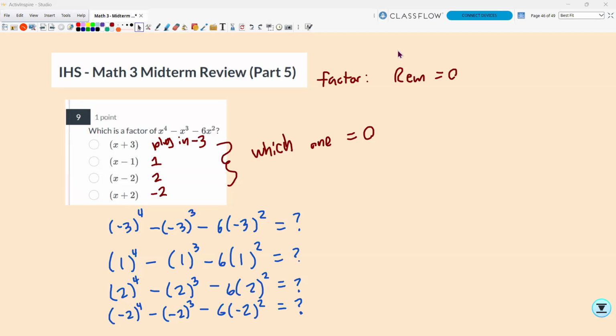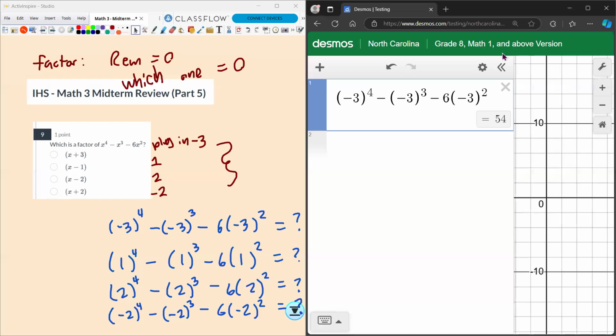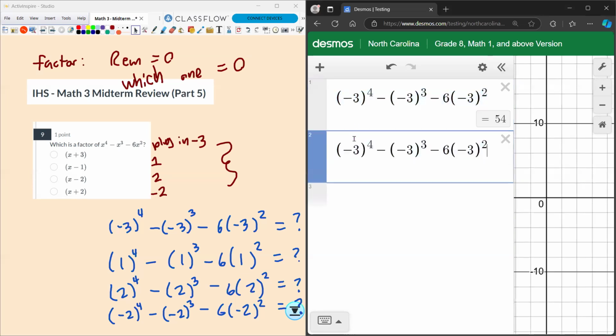Let's see what that looks like. Use your calculator. Well, in this case here, if I plug in -3, I get 54. So that's no good. So I'm going to copy that into the next line. Then we're going to type in 1 for all my x's. So if I plug in 1, remember we're doing the opposites of what's in the parentheses. So that gives me a number closer to 0, but again, it's not 0, so that's not a factor.